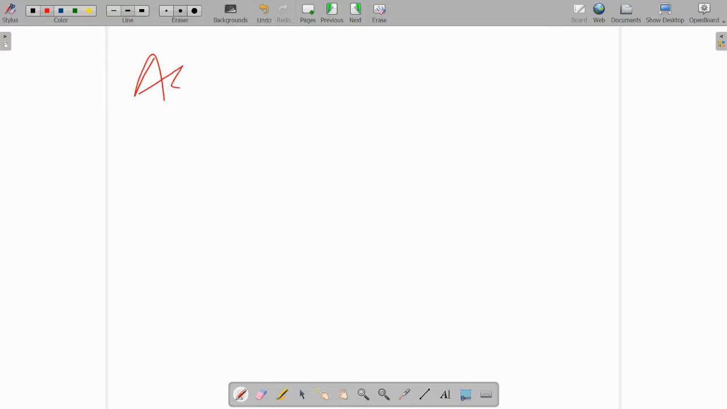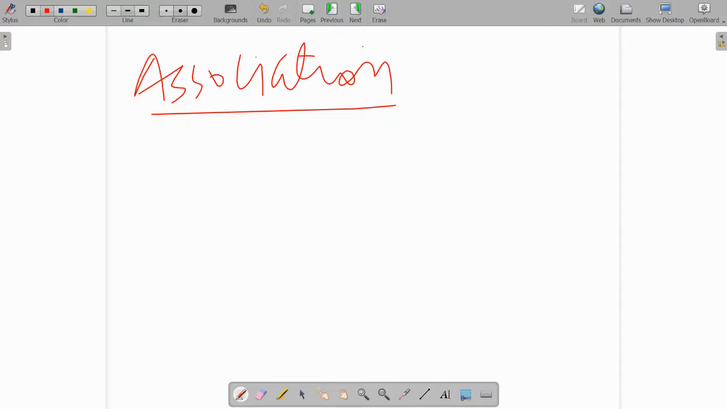Now when you talk about association, the relationship is shown just by a single link between two things or between two objects. If the relationship between two things has to be shown, we can just show it by a single link. That is shown as an association.